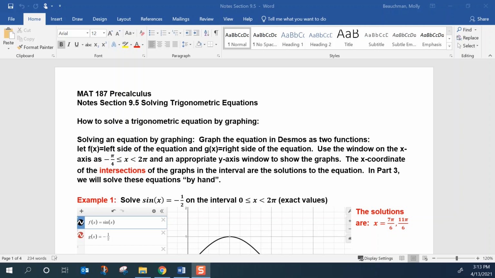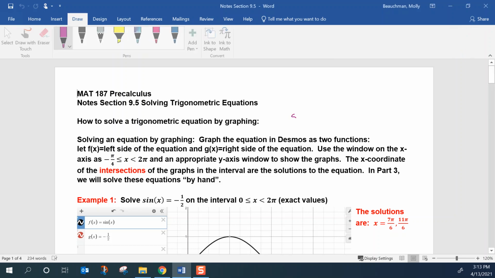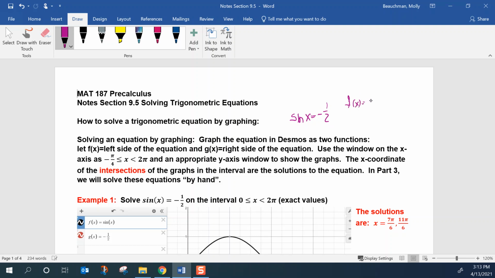So our first equation that we're going to graph is the sine of x is equal to negative 1/2. So in Desmos, we're going to let f of x equal the sine x, and we're going to let g of x equal negative 1/2. And then we're going to take a look and see where those two intersect. So the intersections are the places where the functions are equal to each other.